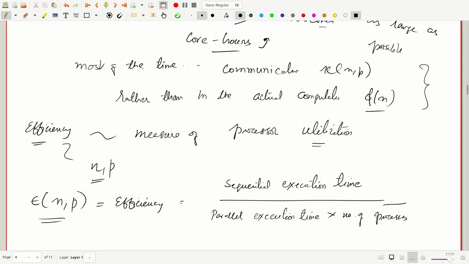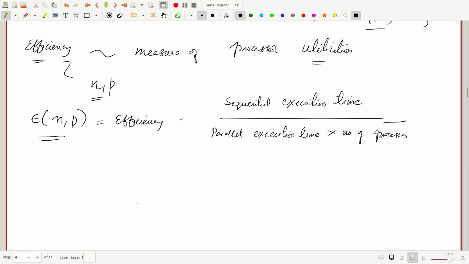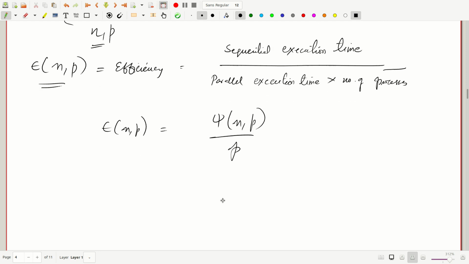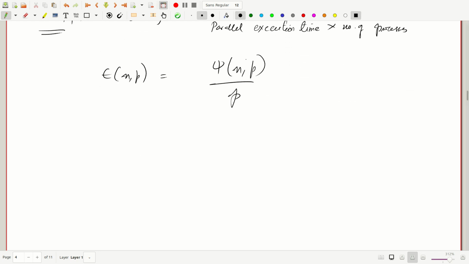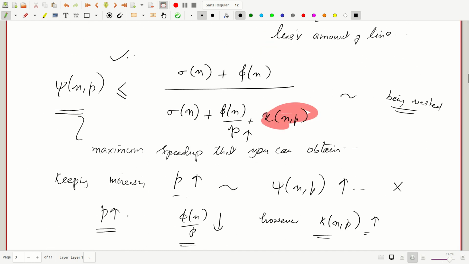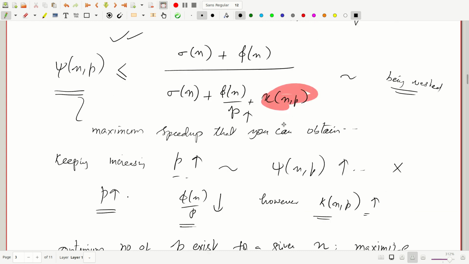That means this is very much related to the speed up. We just have to divide your speed up by the number of processes, right? Because the sequential execution time to the parallel execution time is already defined as psi of n,p. We just need to divide psi of n,p by p to get the efficiency, right? That means if you were to use the definition of psi of n,p, which we have just now defined here, I would use psi of n,p less than or equal to (sigma n plus phi n) upon (sigma n plus phi n by p plus kappa of n,p).